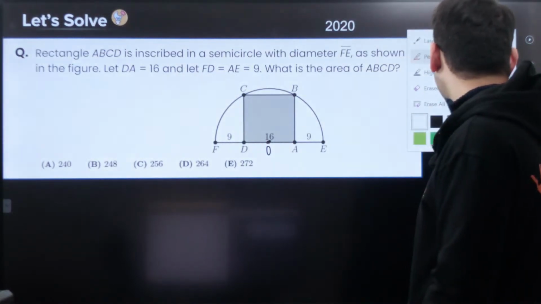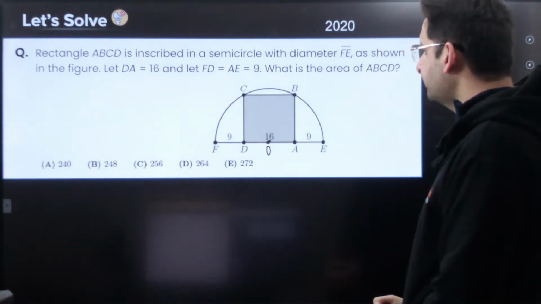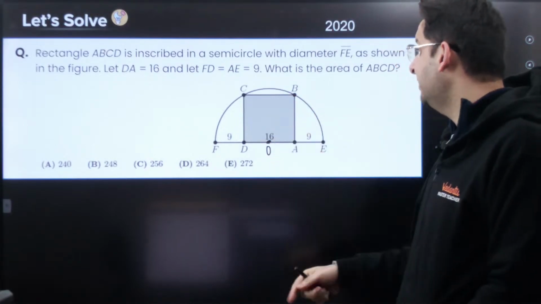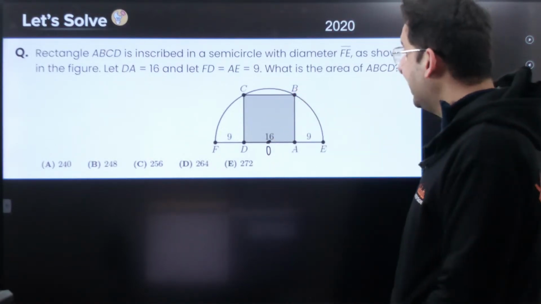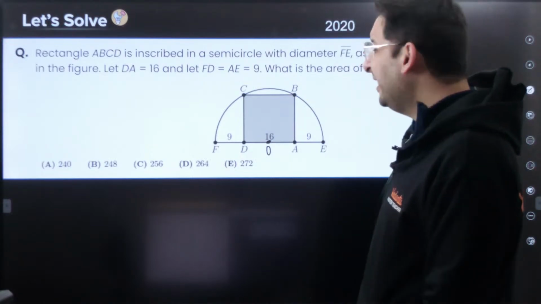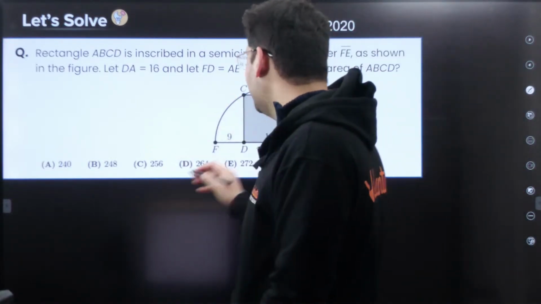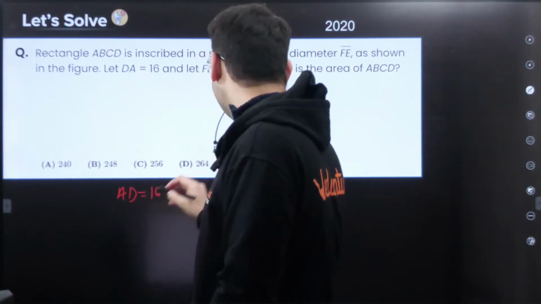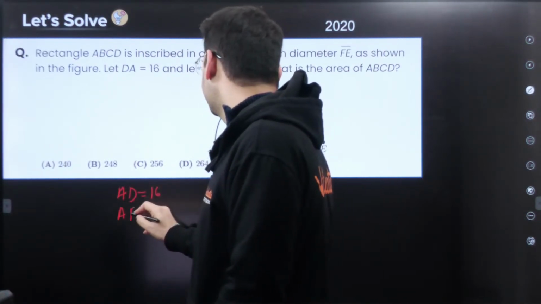What is the area of the rectangle ABCD? So this is 9, this is 16, this is 9, this is 9. So ABCD जो rectangle है, इसका area कितना है? So again, all I need to do is see, if it is a rectangle, we already know AD. AD का वैल्यू 16 है. All we need to find is AB.